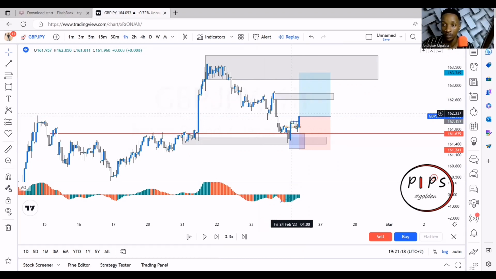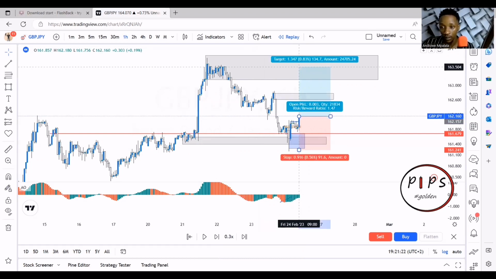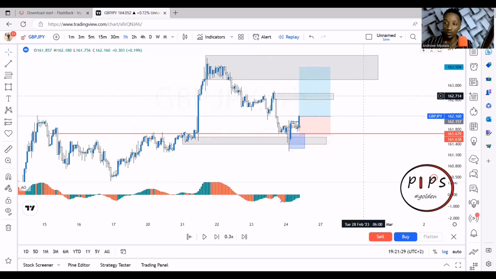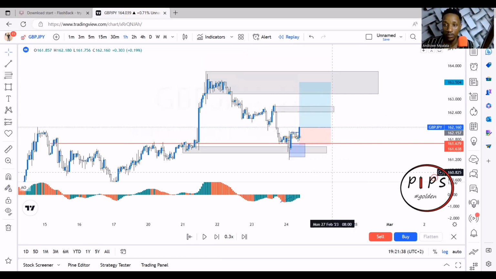I think I had my stop loss down here. I could be wrong, guys. I will show the results video after this. So let's let price move.